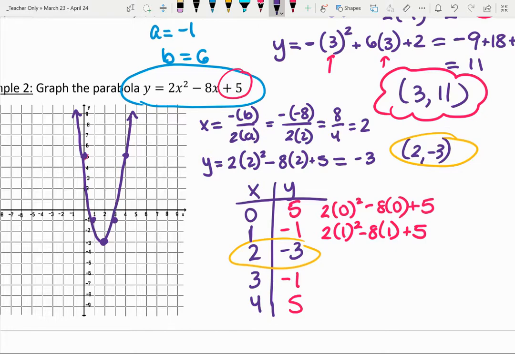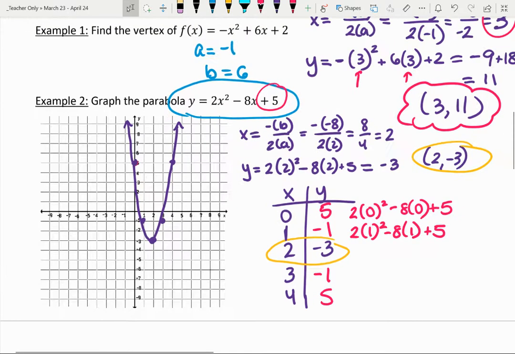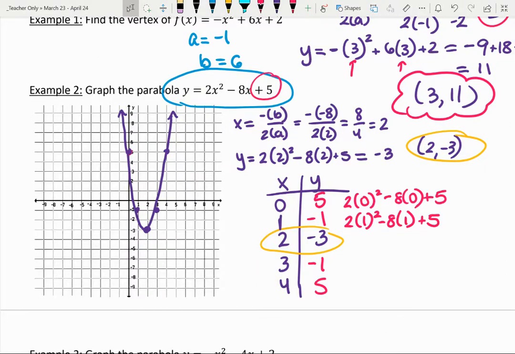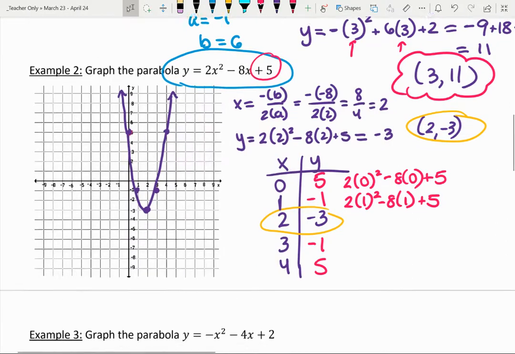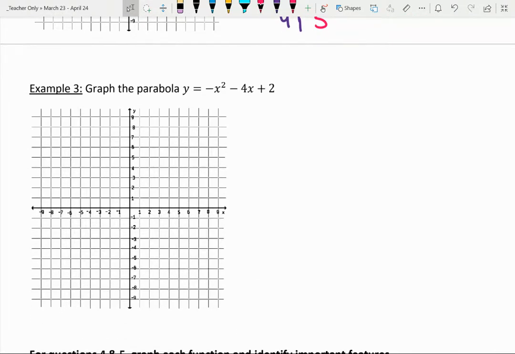So from here, if I needed to identify my other key features, like my domain and my range, I absolutely could. But for right now, I just want to do one more example where we're going to practice identifying these features. So I'm going to ask you to go to example 3, pause the video and try to find the vertex, and then we'll check back in all together.